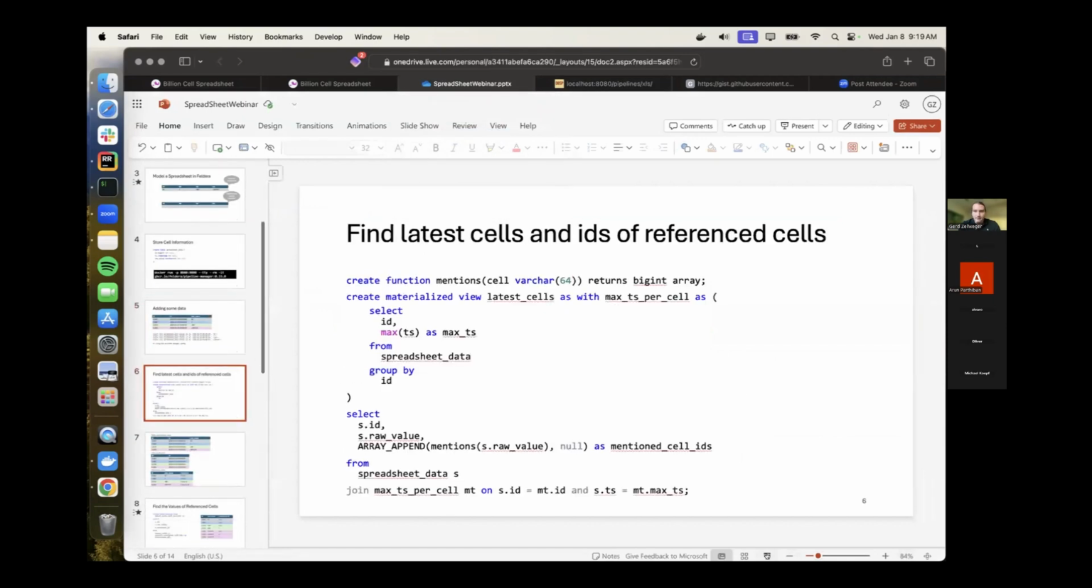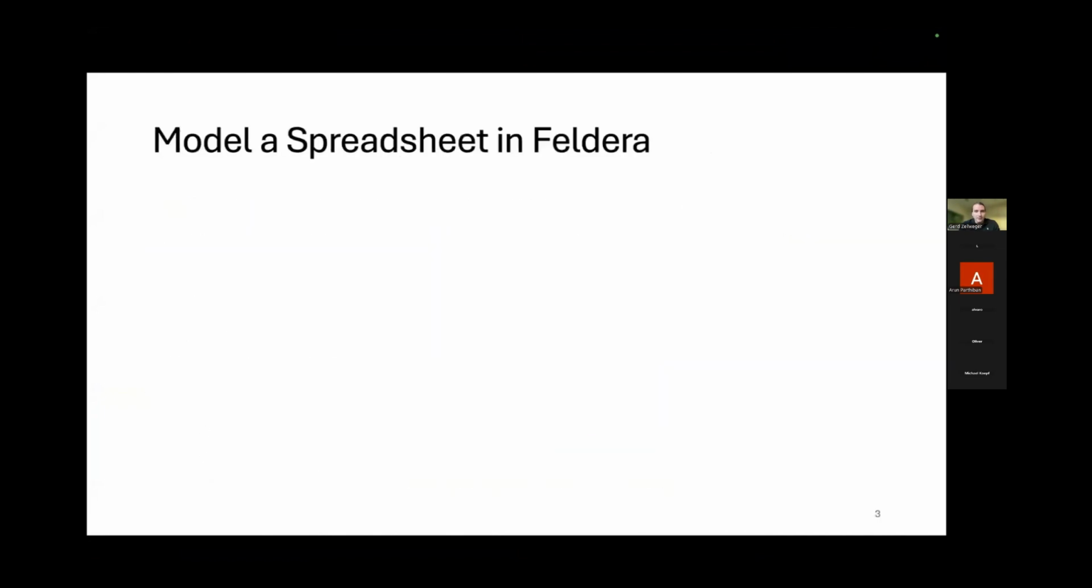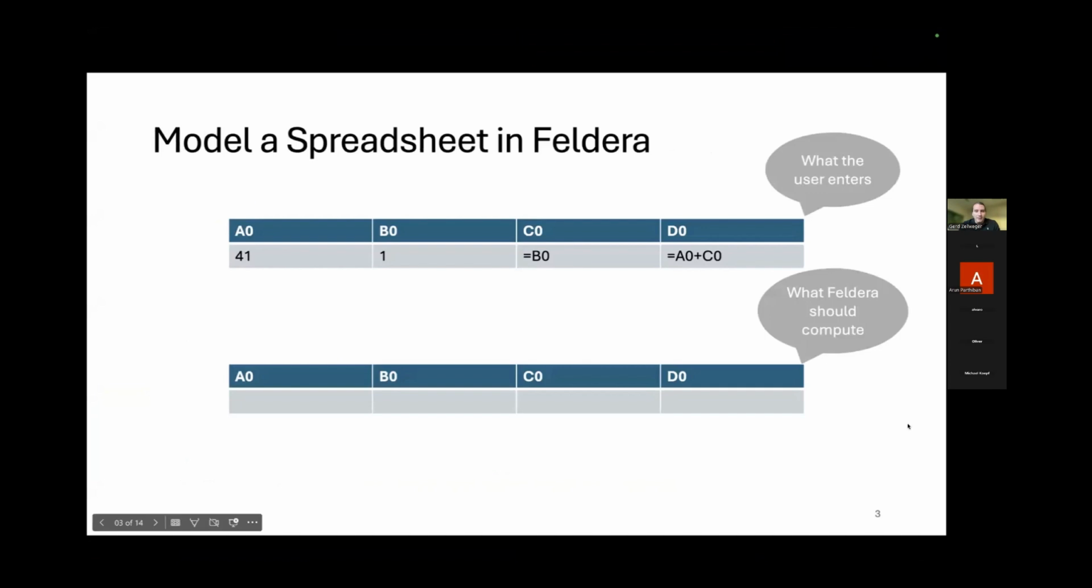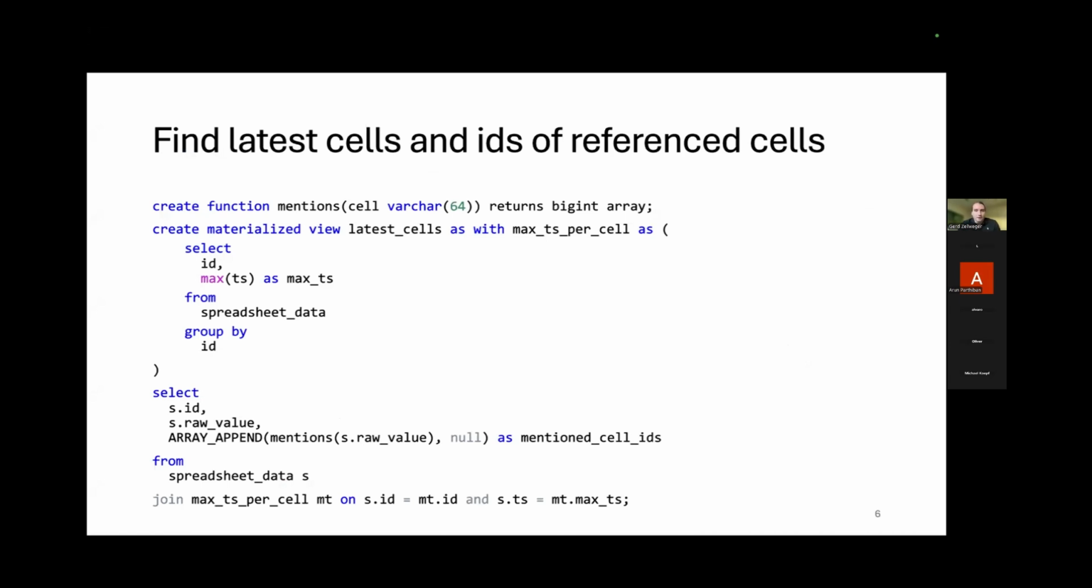In Feldera, what you do is iteratively write views on your table to transform your data into different shapes. Our goal is to have a way to get to this computed value here. So for every cell, for every ID, we want another field where we store not just the value that the user entered, but also the value that we compute in Feldera. Okay, so this is the first view.